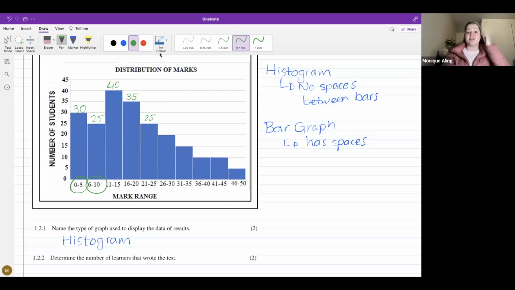Yes, Tiamo, that's good. So as you can see with our first bar, the bar is in line with 30. So that means 30 learners got between 0 and 5 out of 50. Then we look at the next bar. The next bar is in line with 25. That means 25 learners scored between 6 and 10 marks out of 50. Our next bar is 40 learners that got between 11 and 15 marks out of 50. The next bar is 35. So each bar is telling you how many learners. So to work out the total, you need to go and determine how many learners by each mark range and then add them together.